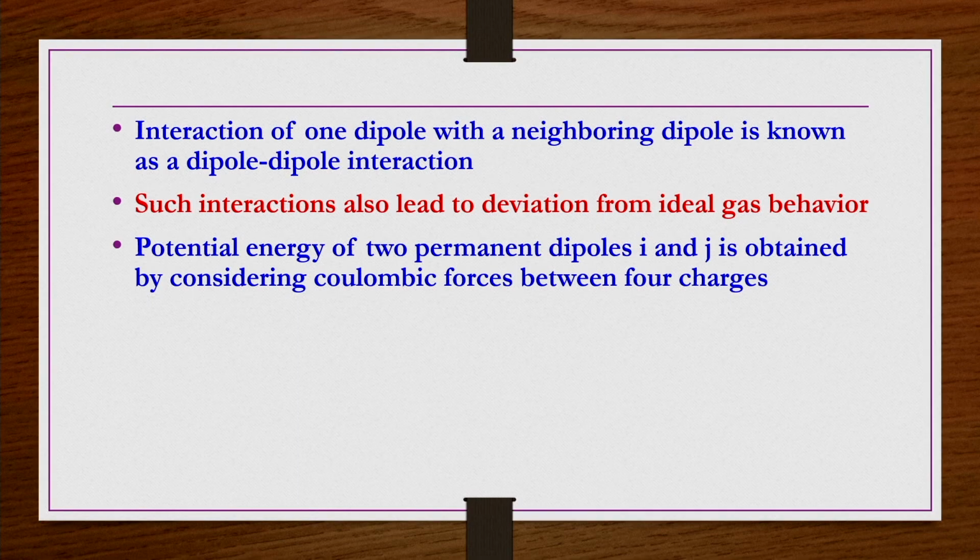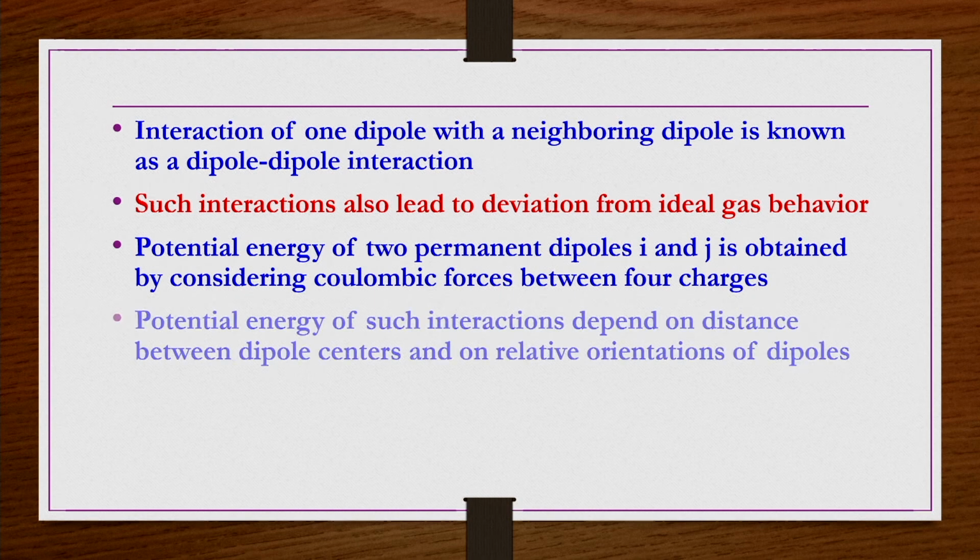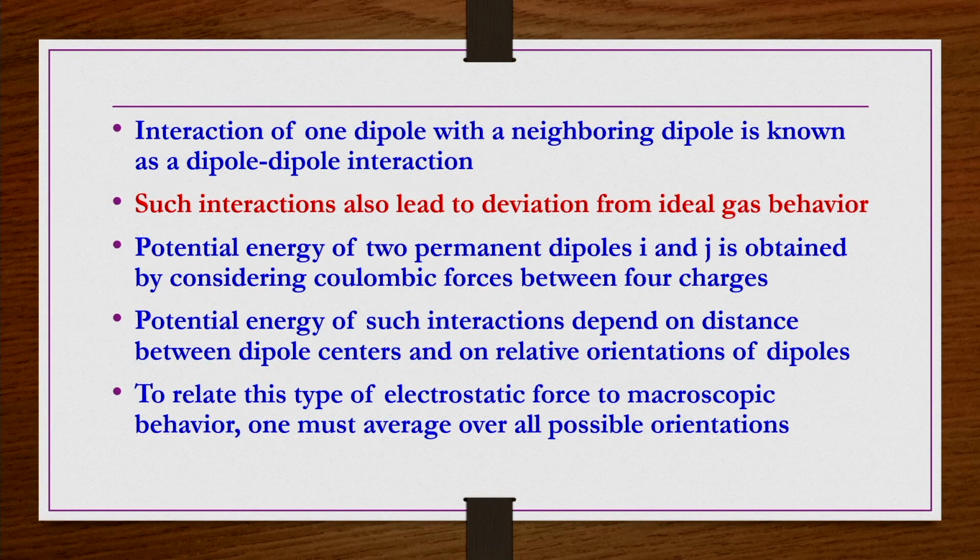Potential energy of two permanent dipoles i and j is obtained by considering Coulombic forces between four charges. Potential energy of such interactions depends obviously on the distance between dipole centers and on relative orientations of dipoles. Exactly similar to electrostatic forces between 2 point charges, here also it depends on the relative distance between the centers of two dipoles and the relative orientation of dipoles. If we want to relate this type of electrostatic force to macroscopic behavior, one must average over all possible orientations.